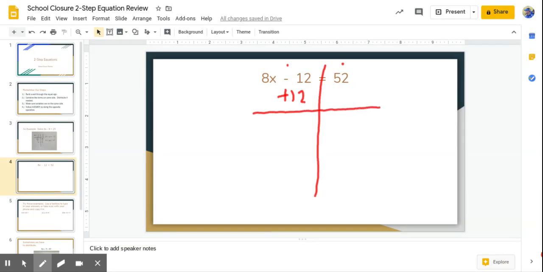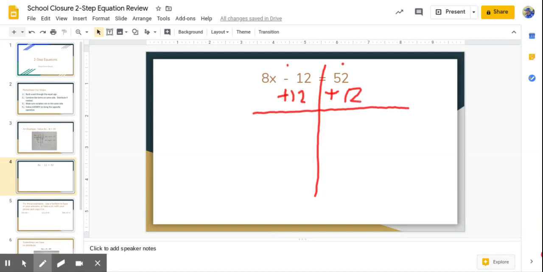Sorry about the writing. I'm trying to use a stylus here. And on the right-hand side, we have to do the same thing because our law of equality tells me that whatever I do to one side of my equation, I must do to the other. Okay, so my writing looks like I'm on the active board again.